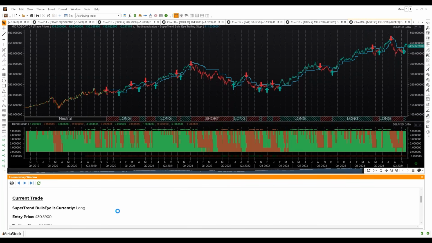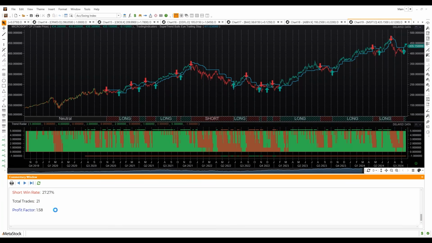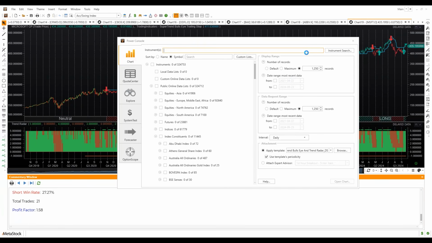Let me look at the settings: 5 for the multiplier, and a great win rate of 70% for the long direction. This is a very interesting one. We had a bit of a pullback today, so maybe another opportunity to re-enter into a long trade of Microsoft. 1.58 profit factor for both longs and shorts. Cool. Anything else? Yeah, we also had NVIDIA, and I think that was the daily chart as well.